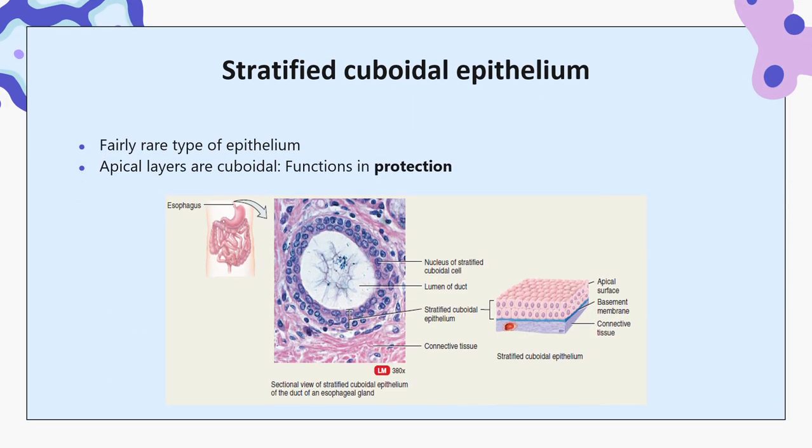Next is stratified cuboidal epithelium. Stratified means multiple layers are present, and the shape of the cell is cuboidal in nature, and their function is protection. An example of stratified cuboidal epithelial tissue is the esophagus.